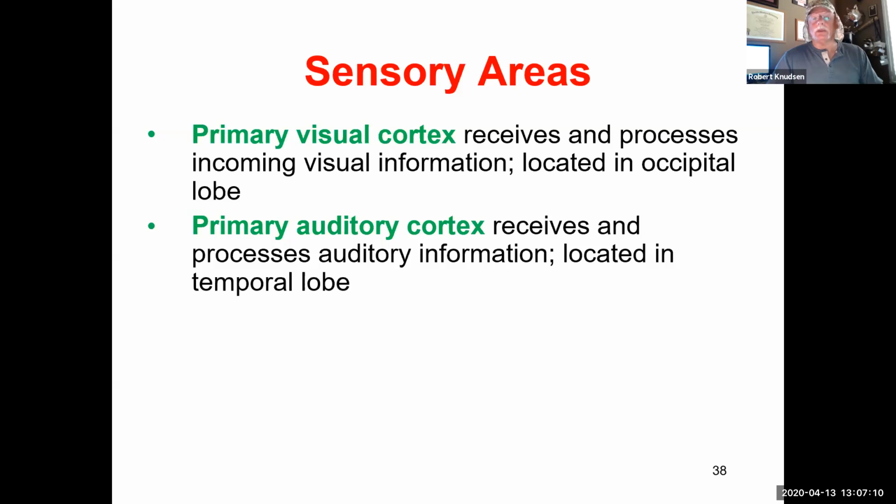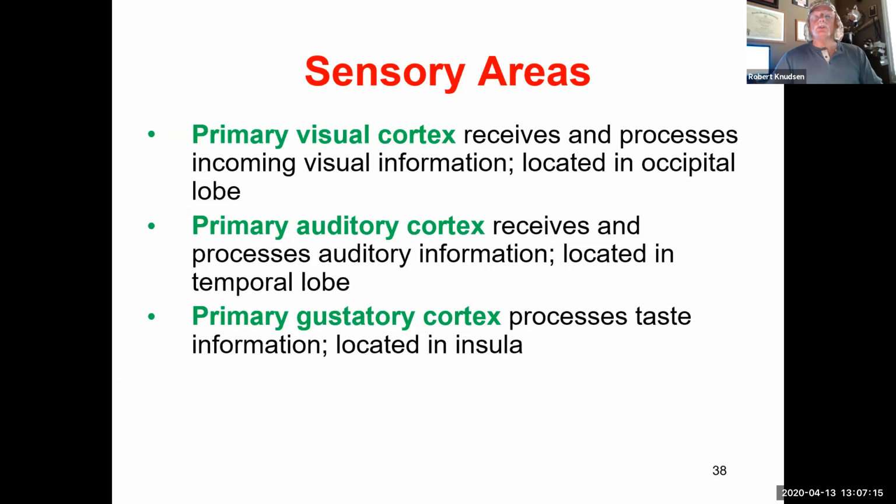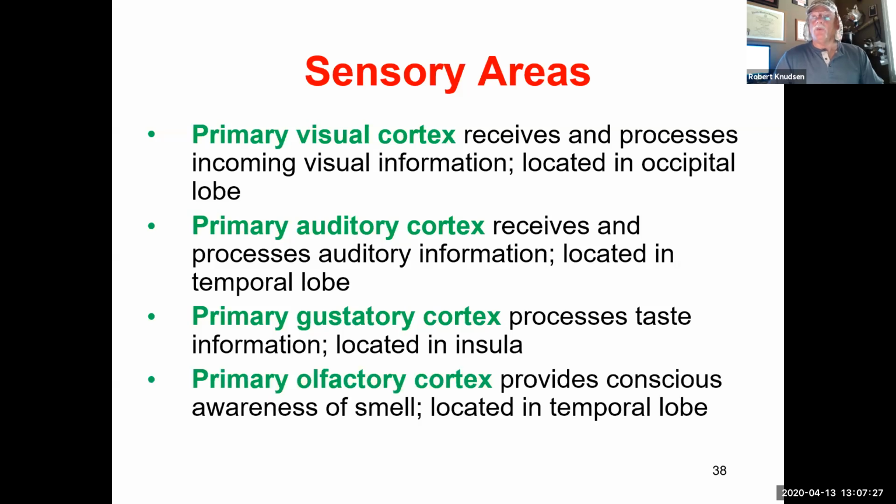Auditory, sensory is in the temporal lobe. Gustatory. Gustatory is taste. That's sensory. Okay? So eyes, hearing, taste, sensory. Olfactory, sensory. So we collect those from receptors. We run them to the brain. What part of the brain do we run them to?